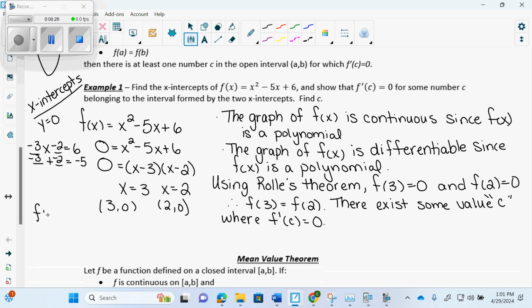So f prime of x equals 2x minus 5, but they don't want f prime of x, they want f prime of what? C. F prime of c equals 2c minus 5, and they want where f prime of c equals what? 0. So I want 0 equals 2c minus 5. So 2c equals 5, so c equals 5 halves.